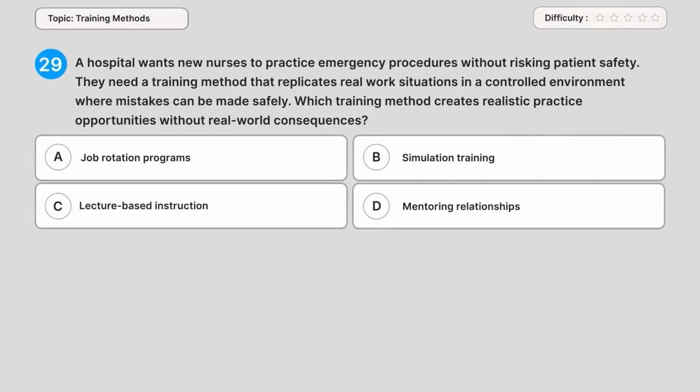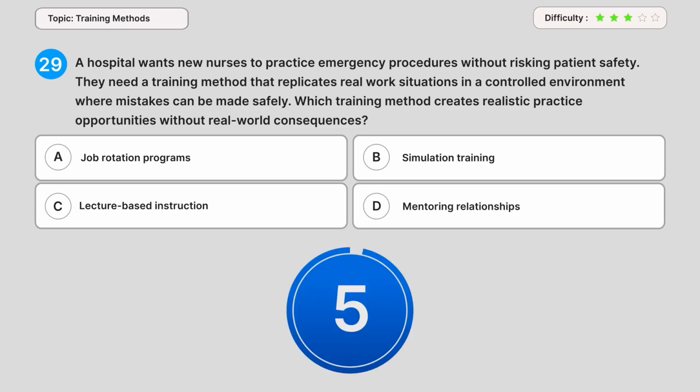29. A hospital wants new nurses to practice emergency procedures without risking patient safety. They need a training method that replicates real work situations in a controlled environment where mistakes can be made safely. Which training method creates realistic practice opportunities without real-world consequences? A. Job rotation programs. B. Simulation training. C. Lecture-based instruction. D. Mentoring relationships. Do you know the answer?